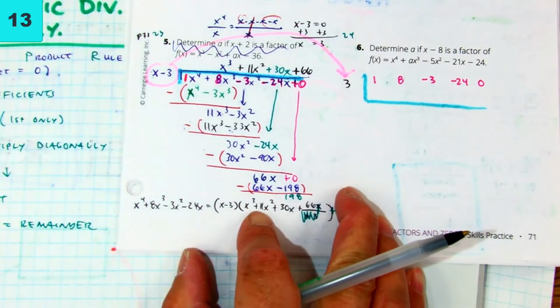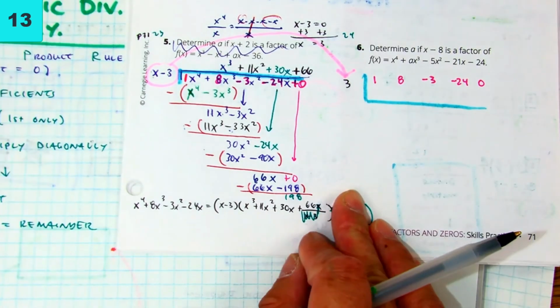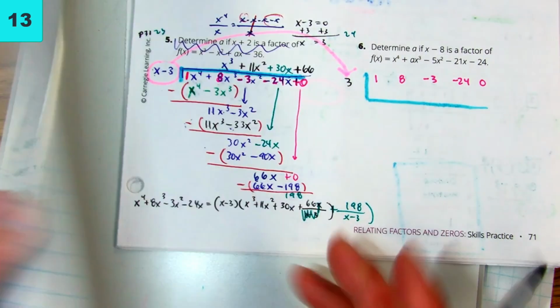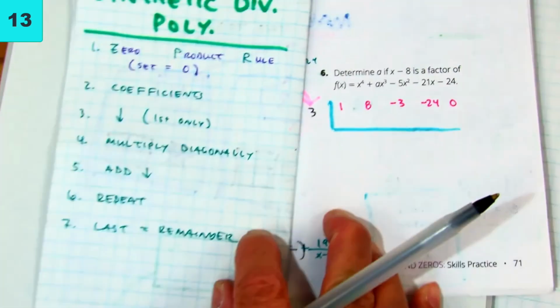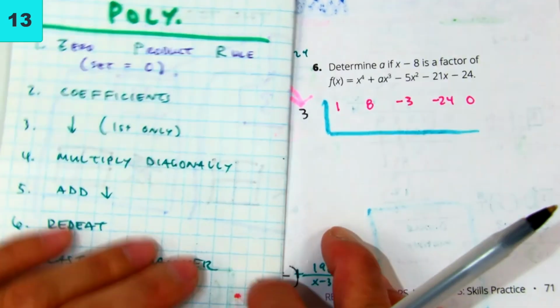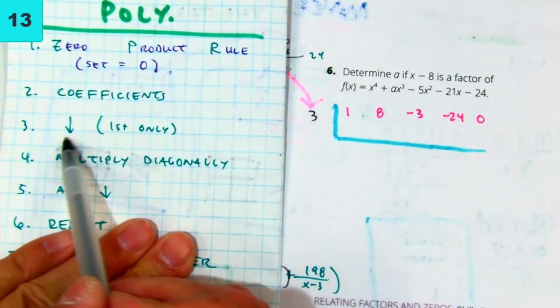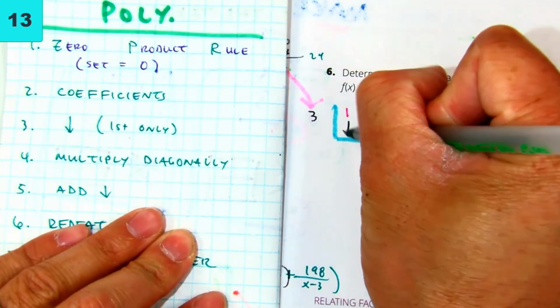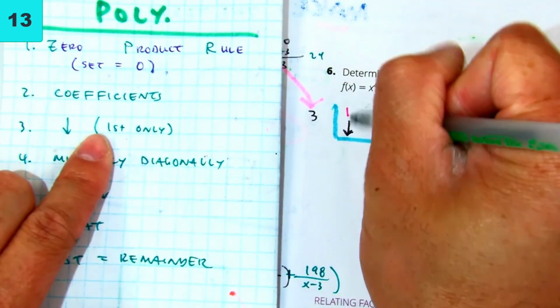Okay, next step. On our list here, I don't need this one anymore. Now we need to bring down only the first term. So right here, you just put an arrow, and then you just put the number down, 1.